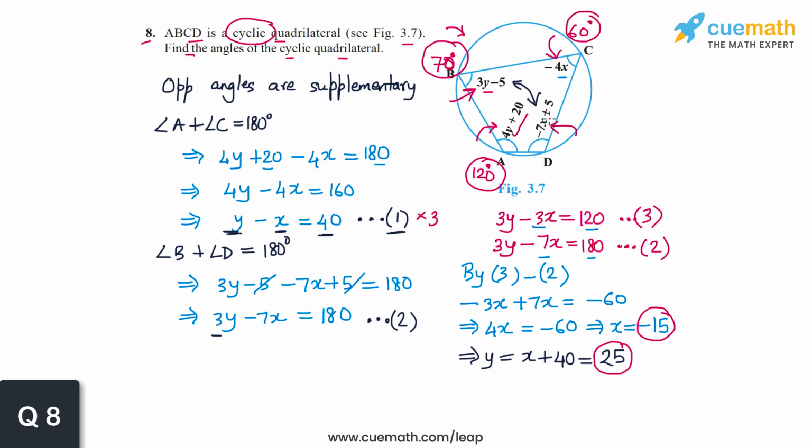And then angle D is minus 7x plus 5. Now minus 7x will be 105. Minus 7 times minus 15. So 105. And 105 plus 5 is 110. So angle D is 110. So the answer to this question is the angles of the cyclic quadrilateral are 120 degrees, 70 degrees, 60 degrees and 110 degrees. And we can verify that both of these pairs of opposite angles are actually supplementary. 120 plus 60 is 180 and 70 plus 110 is also 180. With that, question 8 of this exercise is done.